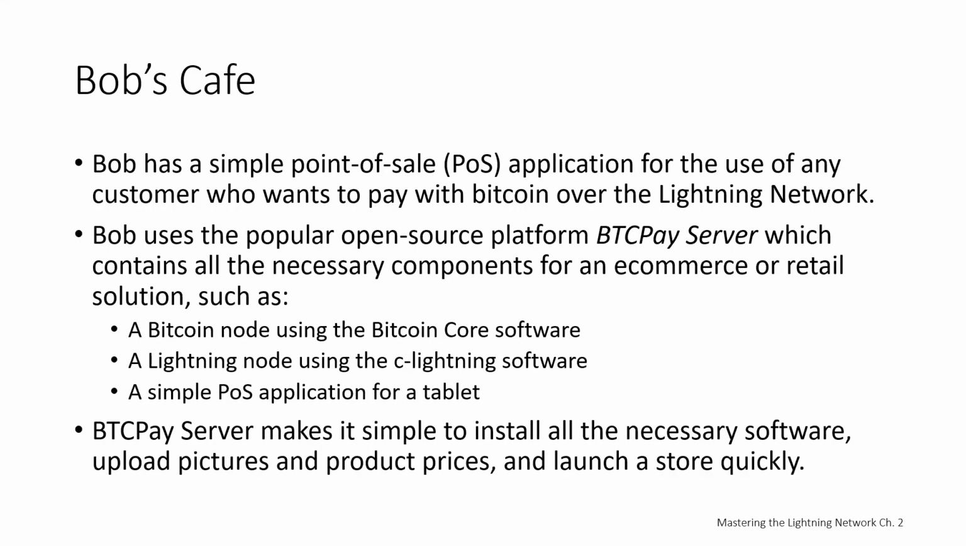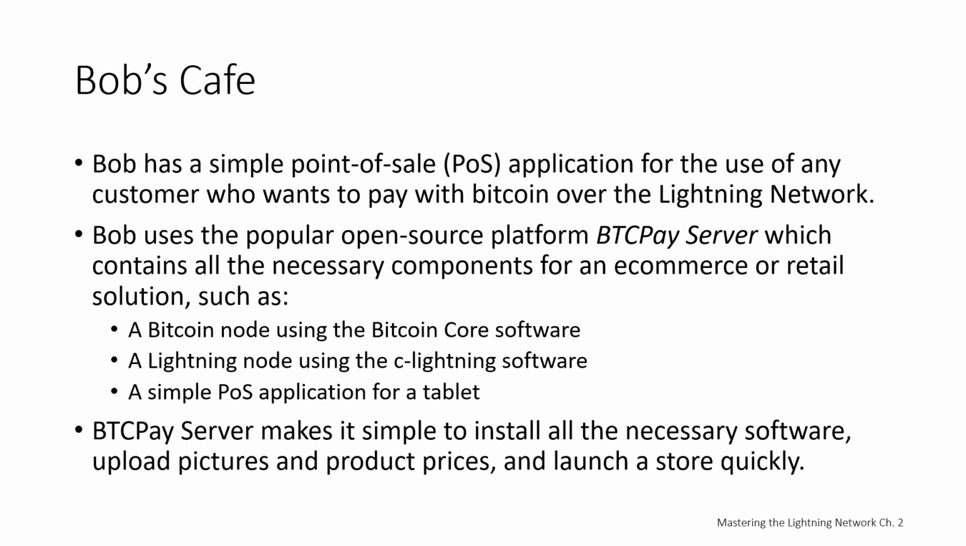So Alice has her mobile device and she's at Bob's Cafe in the neighborhood. She wants to use her new Lightning wallet to buy something. Bob has a simple point of sale application for the use of any customer who wants to pay with Bitcoin over the Lightning Network. As we're going to see in the next lecture, Bob uses a popular open source platform, BTC Pay Server, which contains all the necessary components for an e-commerce or retail solution. It includes a Bitcoin node using Bitcoin Core software, a Lightning node using the C Lightning software, and a simple point of sale application for a tablet.